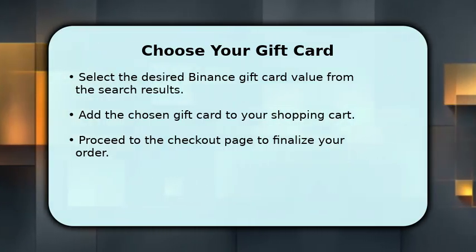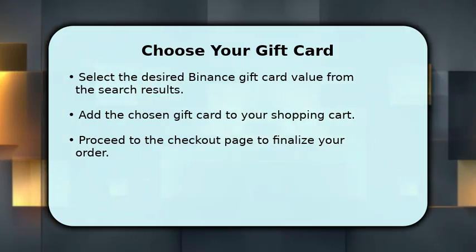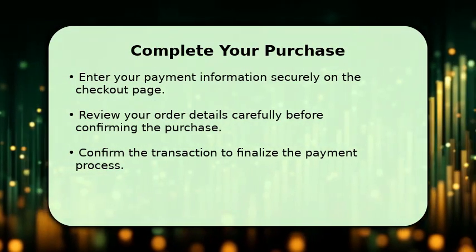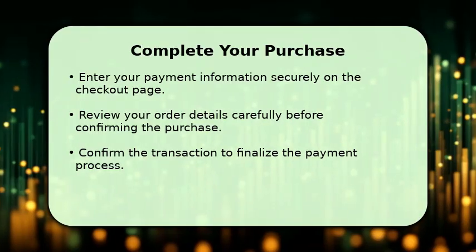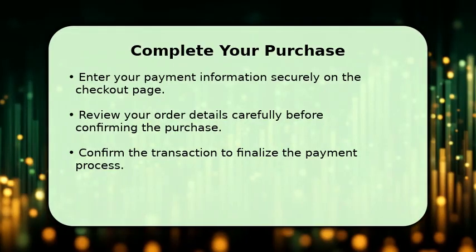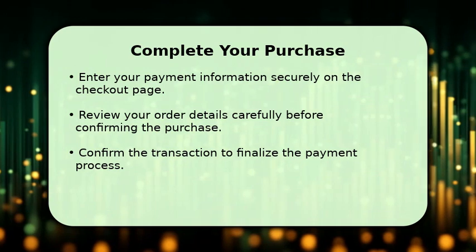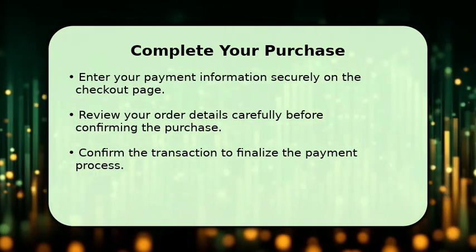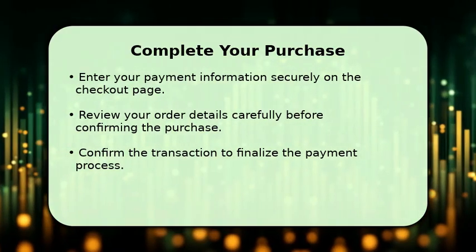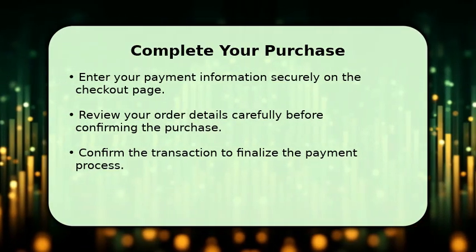After adding it, you can either continue shopping or proceed directly to the checkout page to complete your purchase. At the checkout, you will need to provide your payment details. Eneba typically accepts several payment methods, including credit cards and various online payment services. Double-check all your order information, including the gift card value and your email address, to ensure accuracy. Once everything looks correct, click the Confirm Purchase button to complete your payment securely.